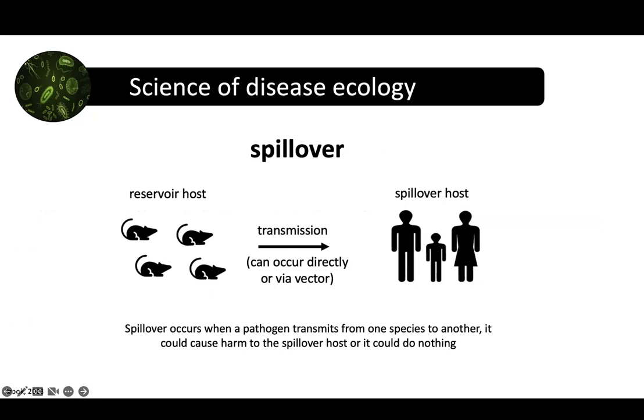Spillover is one of the first terms, and this happens when a microbe is transmitted from a reservoir host to a spillover host, either directly or via a vector. It happens when a pathogen transmits from one species to another. It could cause harm to the spillover host, or it could do nothing. The term spillover refers to one single event, and these are very, very rare events. The spillover host is usually a dead end host, meaning that it will accidentally spread from the reservoir host to the spillover host, but usually will not persist.